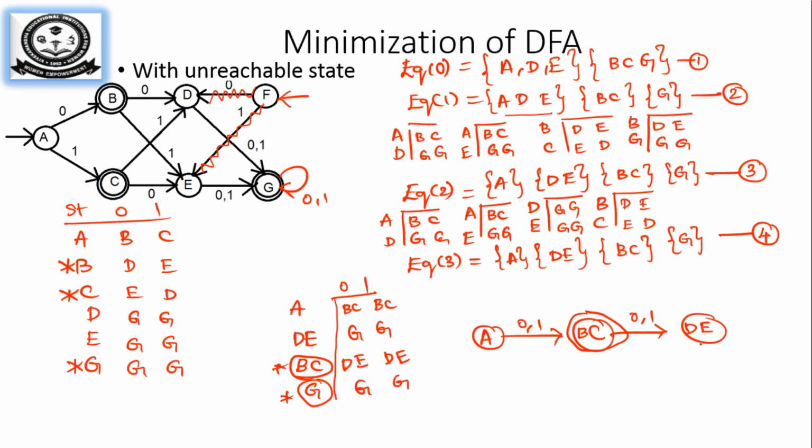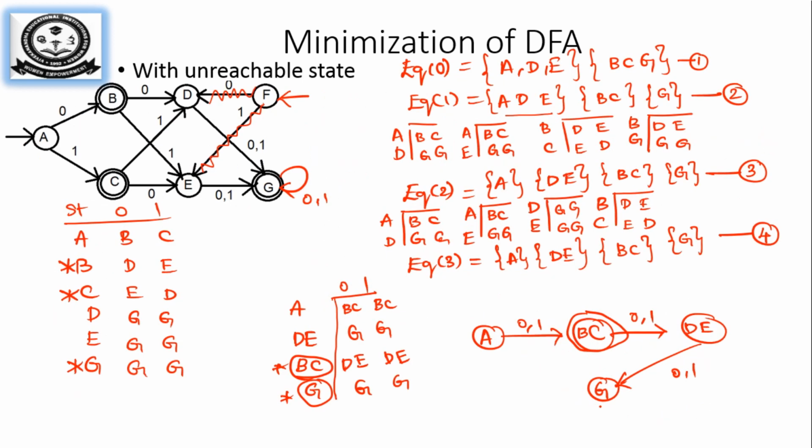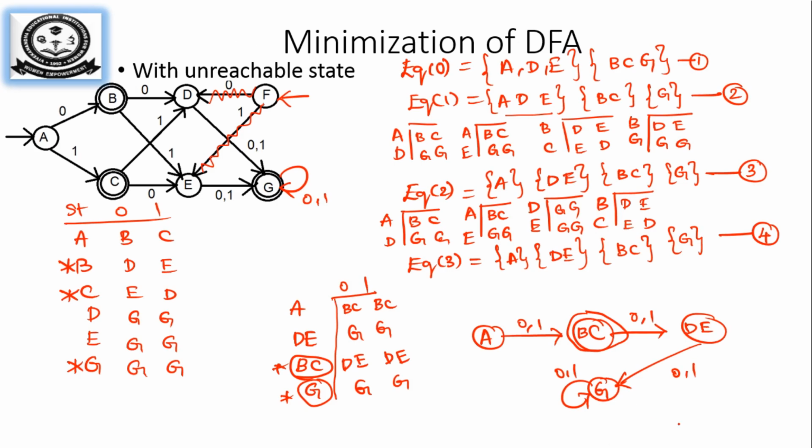Now DE goes to G for 0, 1. Then finally you can see G has a self transition with 0, 1. Sorry, it's jumping to the end of the page, so it comes to the next page. So this is your final minimization of the given DFA. If a DFA consists of unreachable states, those states must be removed and then you have to do the minimization process. So that's all about minimization.